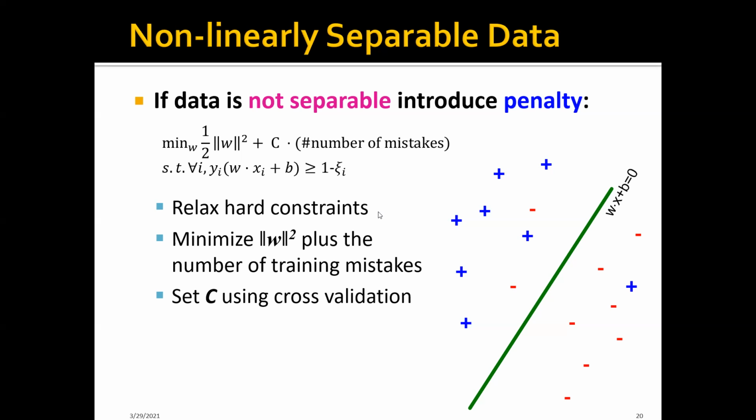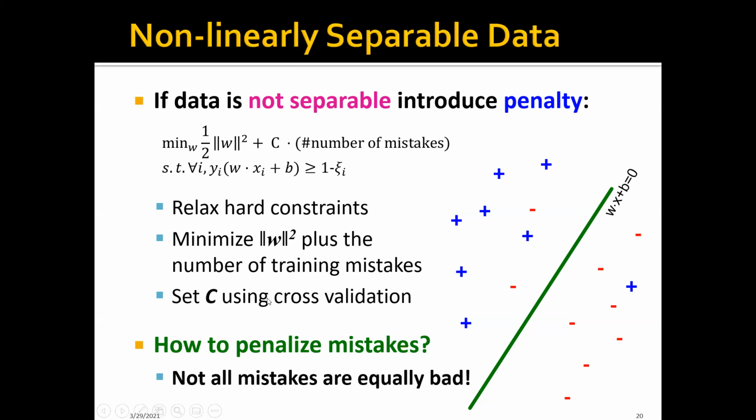Correspondingly, instead of only minimizing the square of the length of w, we will need to minimize the square of the length of w plus C times the number of training mistakes. And the C here is a hyperparameter, just to balance these two terms. How much do you want to focus on maximizing the margin, or how well do you want your model to fit your training data? So this C is a hyperparameter that you can tune using a validation data set.